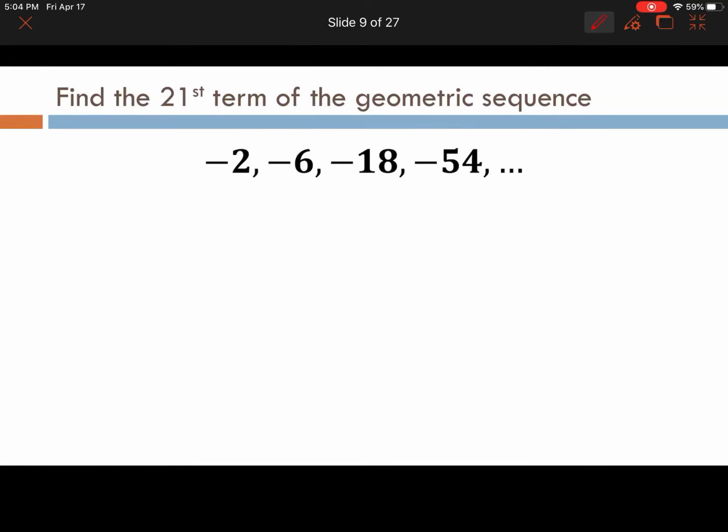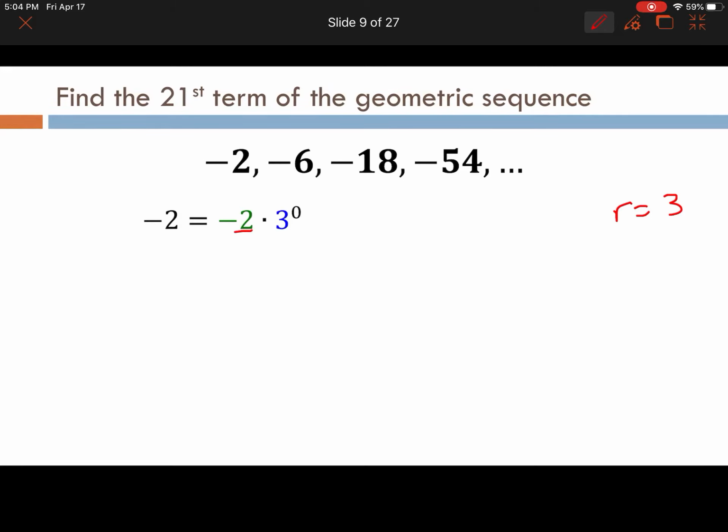Now, the 21st term of the geometric sequence. Well, it's pretty easy to see that my r is equal to 3, but I don't really want to have to do 21 cases. So we need to have the general equation. Let's look at the pattern here. 3 is our r, so when we have a sub 1, I've got a sub 1 times 3 to the 0, which is 1, right?